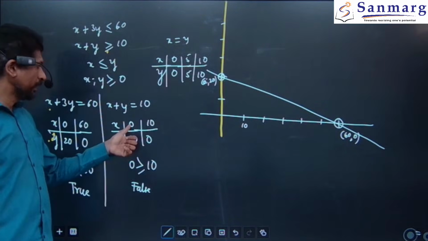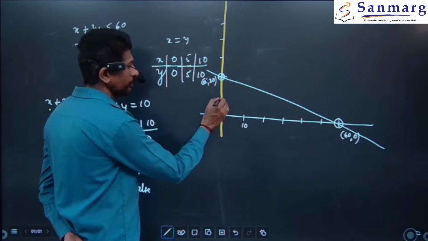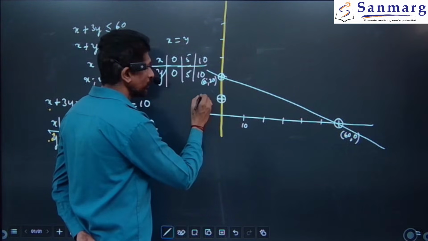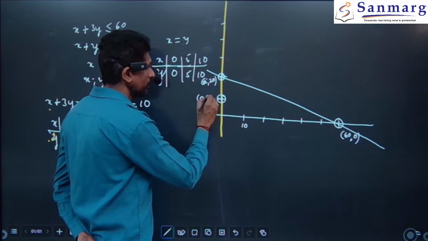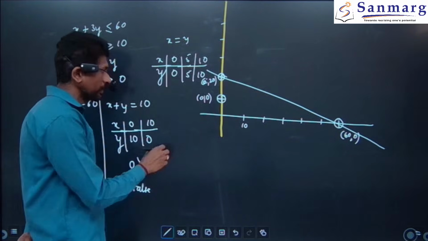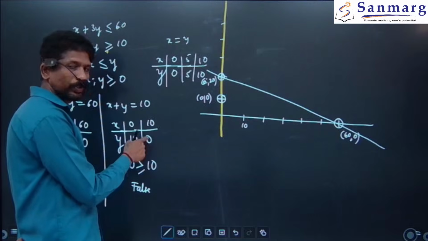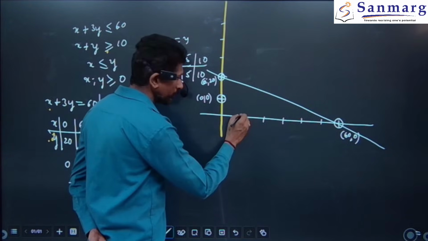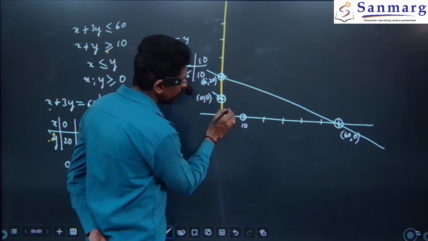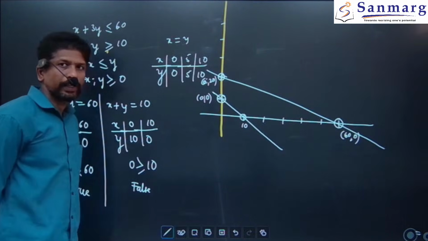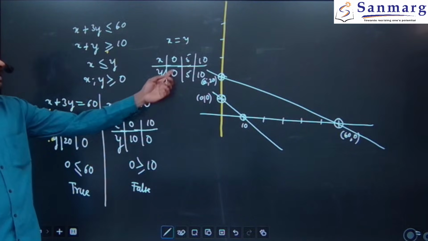Next, when x is 0, y is 10, so this point is 0, 10. The second point is y is 0, x is 10. Now draw the second line. This is the second line. Next, what happens in the third one?